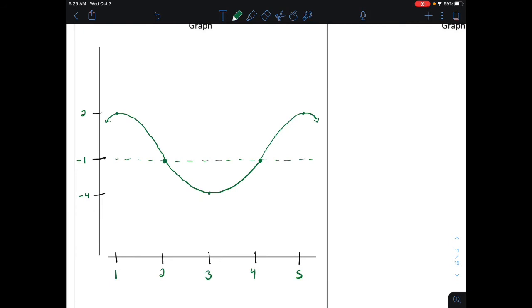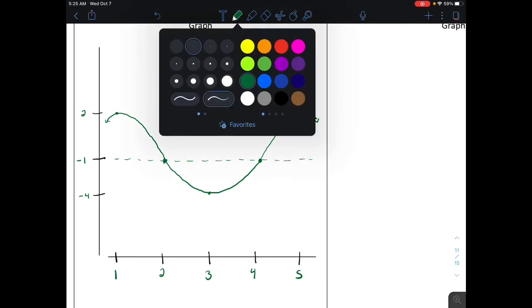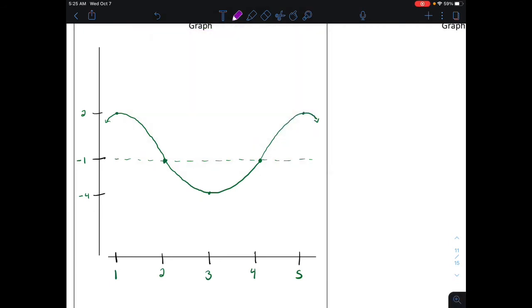Now to make secant, I'll change colors. Secant here would be in purple. Everywhere cosine intersects its midline, secant's going to be undefined. So I put vertical asymptotes everywhere that cosine intersects its midline. All right, and then secant is going to share peaks with cosine. So everywhere cosine has a max or min, secant's going to share that point.